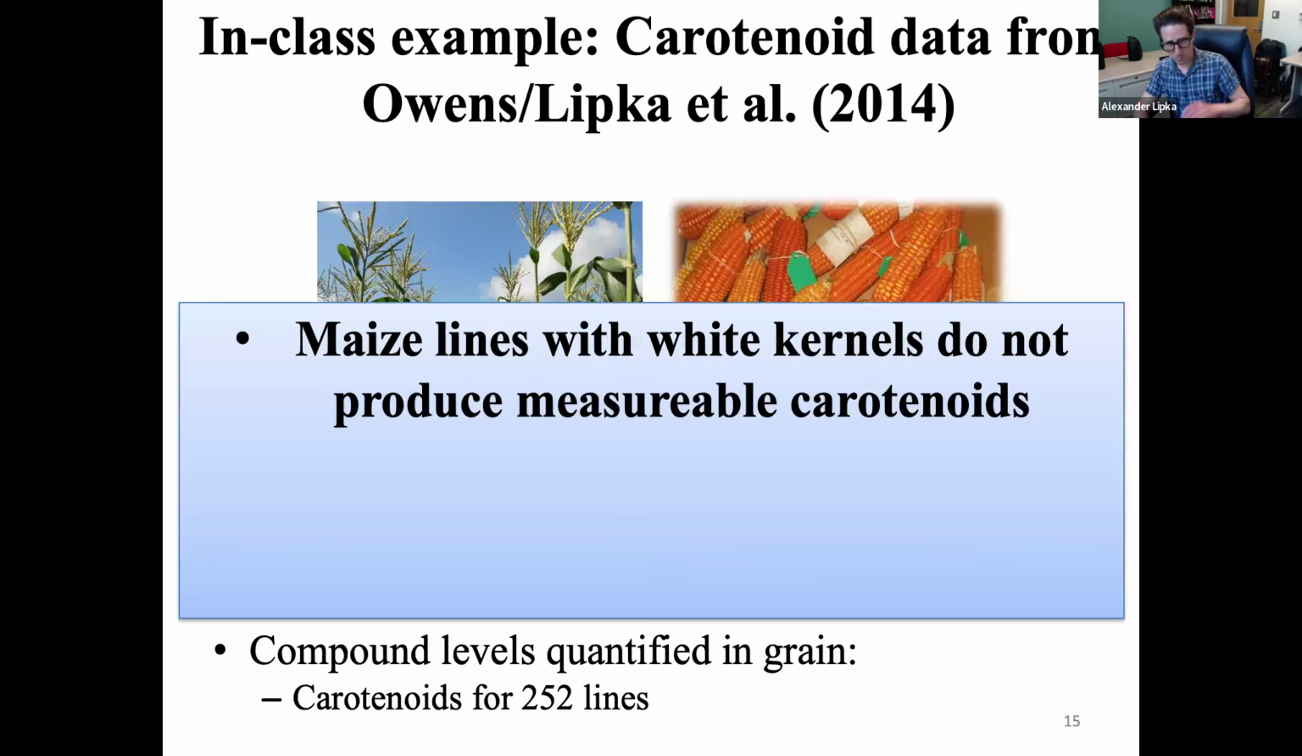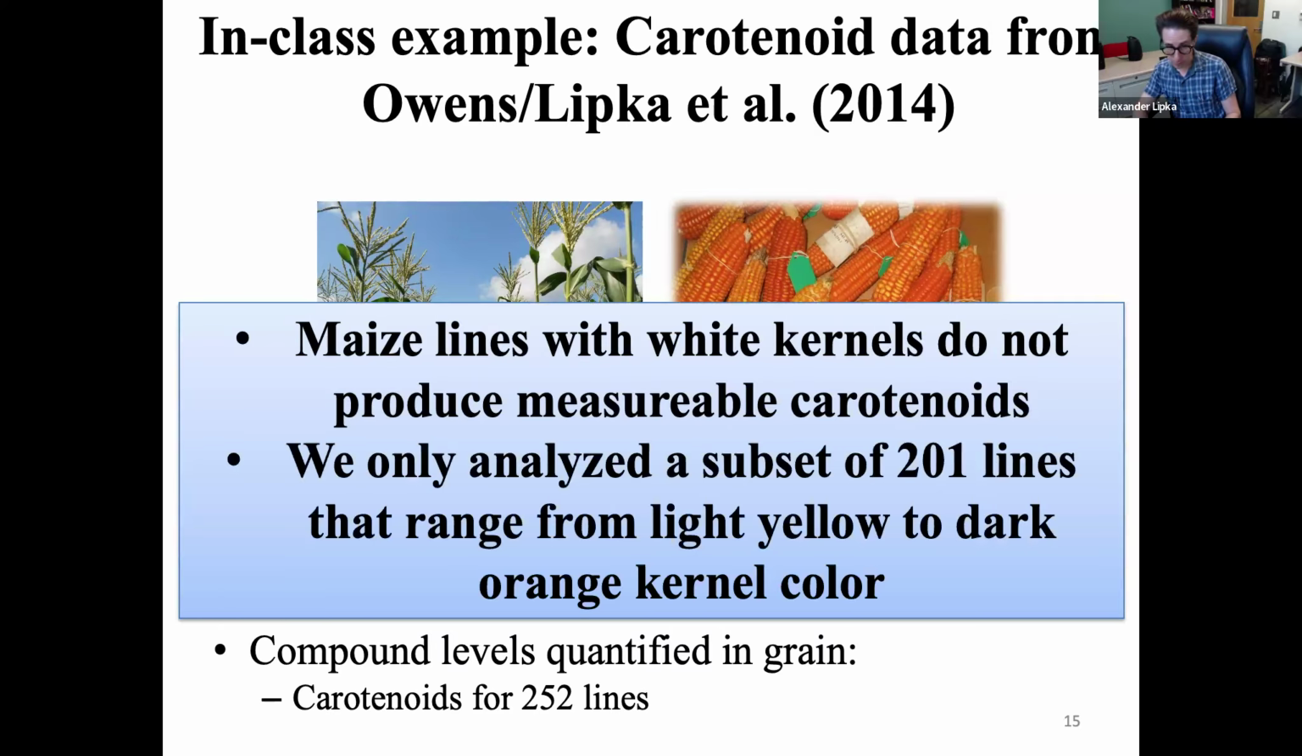We measured carotenoids for 252 lines of the Goodman-Buckler maize diversity panel. However, maize lines with white kernels do not have measurable carotenoids. So we only analyzed a subset of 201 lines whose kernel color ranges from light yellow to dark orange.